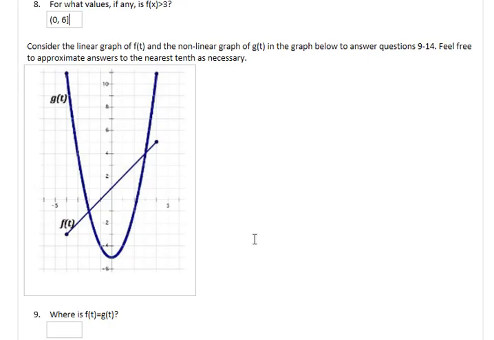Here we've got 2 graphs on the same plane. We've got f of t, which is this straight little part right here. We have g of t, which is this lovely parabolic curve. It calls it a nonlinear graph, but it's a parabola. All right, and it says feel free to approximate. Cool.